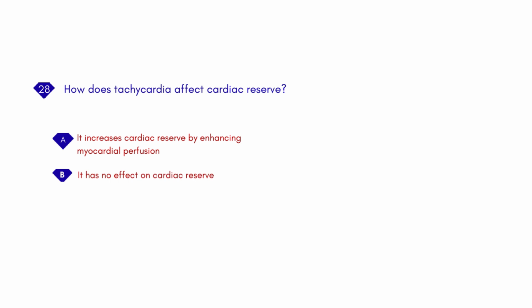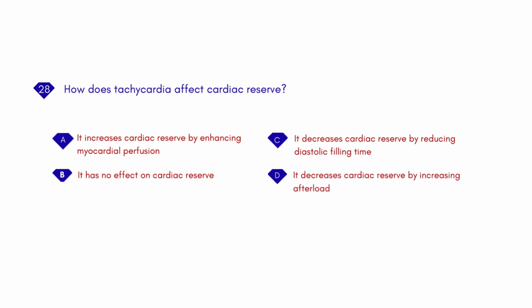How does tachycardia affect cardiac reserve? A. It increases cardiac reserve by enhancing myocardial perfusion. B. It has no effect on cardiac reserve. C. It decreases cardiac reserve by reducing diastolic filling time. D. It decreases cardiac reserve by increasing afterload. Answer: C. It decreases cardiac reserve by reducing diastolic filling time.